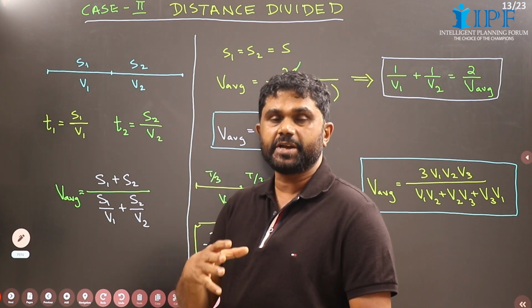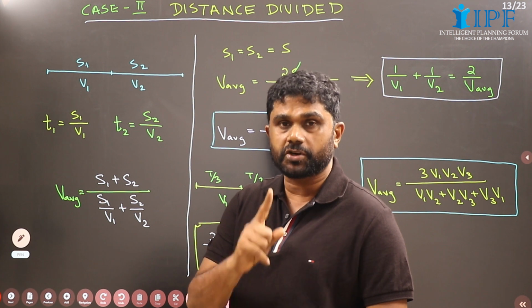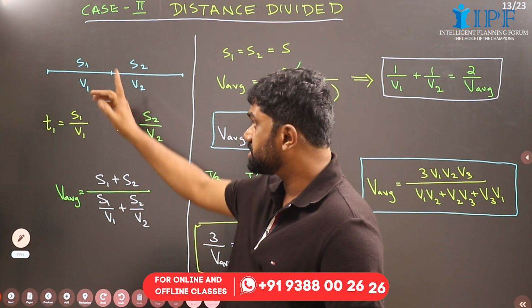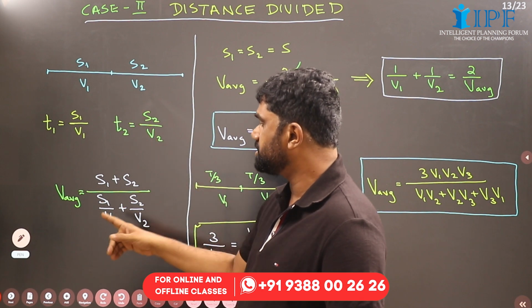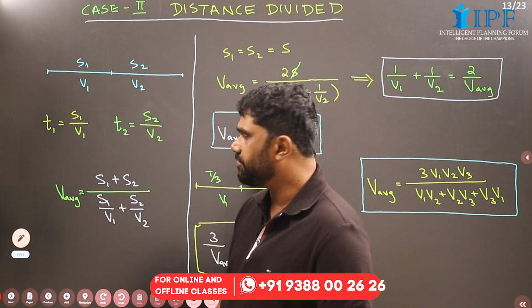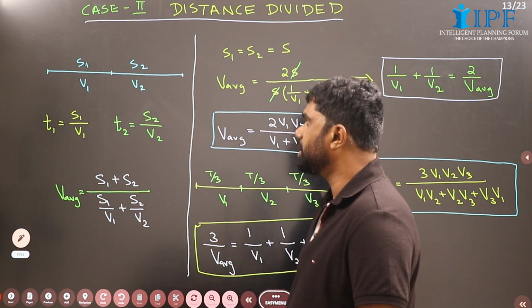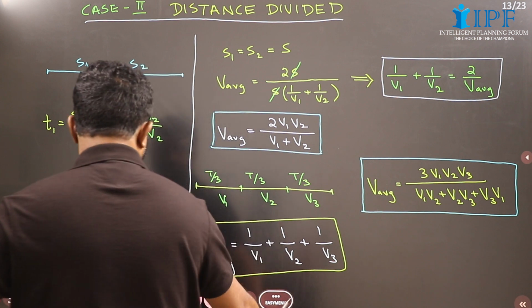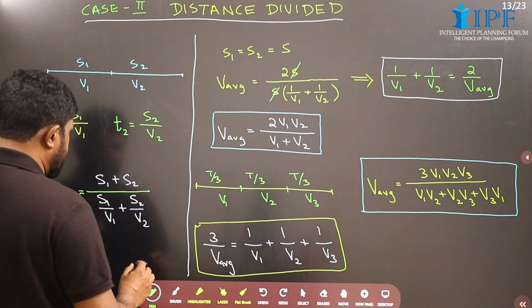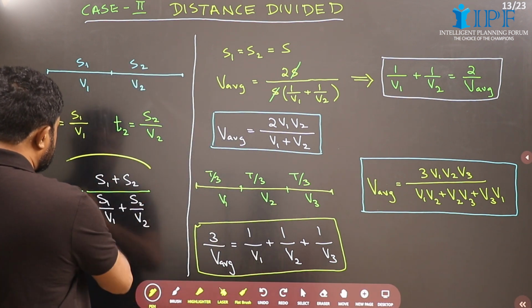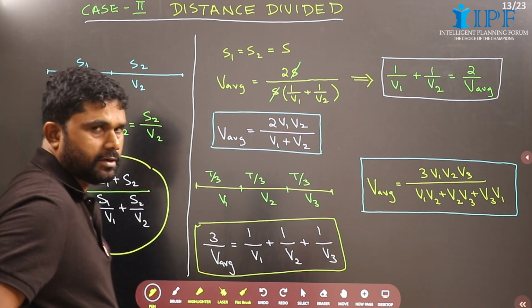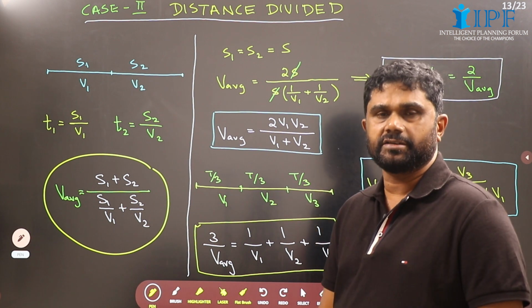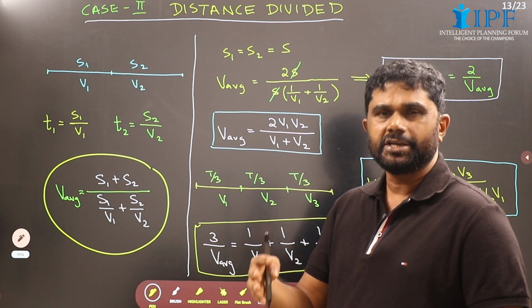Again, the average speed is always total distance over total time. Total distance will be s1 plus s2. Time for the first part of the distance is s1 by v1, and time for the second part of the distance is s2 by v2. This is the average speed. It is unconditional.